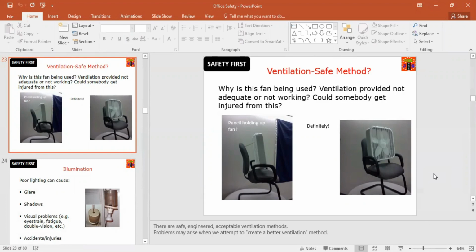Ladies and gentlemen, let us look at a safe ventilation method. Why is this fan being used? Ventilation provided is not adequate or not working. Could somebody get injured from this?